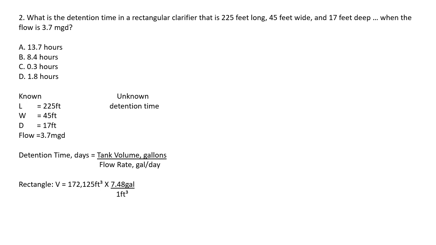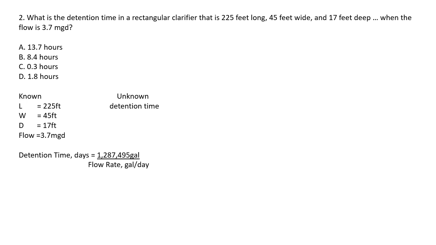We're going to have to convert that to gallons. There are 7.48 gallons in a cubic foot. We're going to set that up so the cubic feet cancel out. So 172,125 cubic feet times 7.48 gallons per cubic foot, and your cubic feet will cancel. You multiply, and your answer is 1,287,495 gallons. So we can plug that 1,287,495 gallons into our formula.